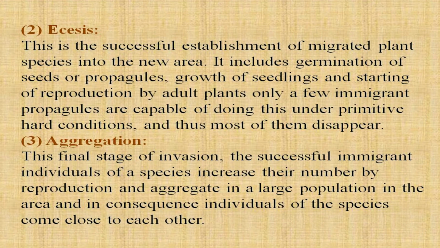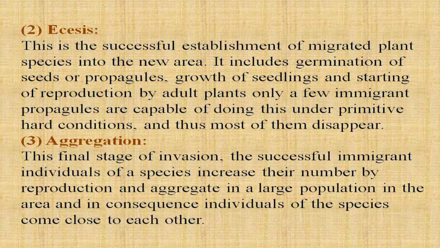Then ecesis. This is the successful establishment of the migrated plant species in the new area. That is, the seeds or spores arrived at the bare area. This is known as ecesis. It includes germination of seeds or propagules, growth of seedlings, and starting of reproduction by adult plants. Only a few immigrant propagules are capable of doing this under primitive hard conditions, and thus most of them disappear. So, this is the ecesis stage. Here the spores or seeds germinate in the bare area.